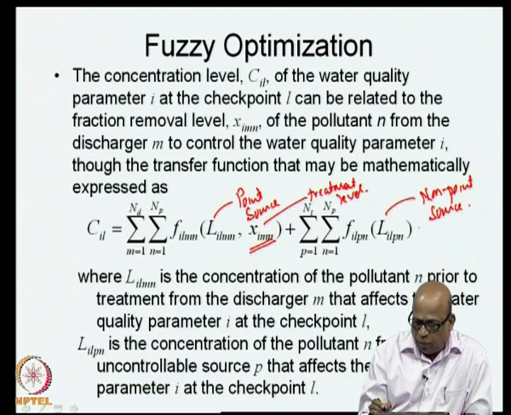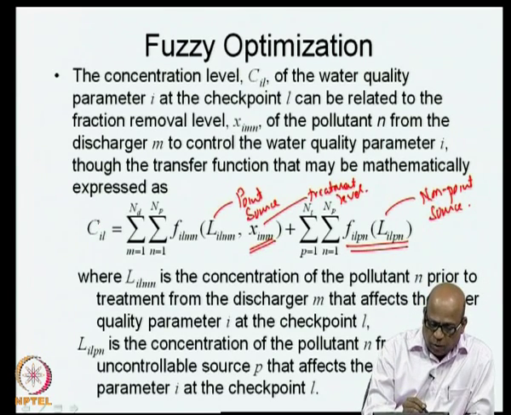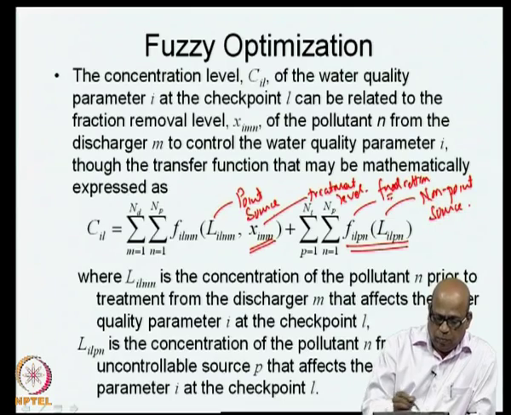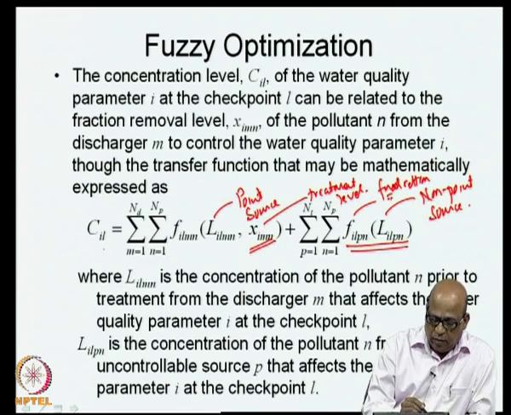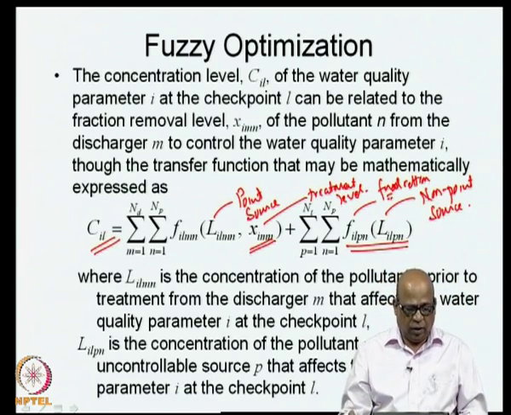Similarly, from the non-point source pollution, the influence that the non-point source pollution has on the water quality index or the concentration of water quality indicator I at location L is given by a functional relationship. This is the functional relationship. So, what this indicates is that it is a sum total of the effect of the point sources after treatment and the non-point sources on the water quality indicator concentration CIL at location L for the water quality indicator I.